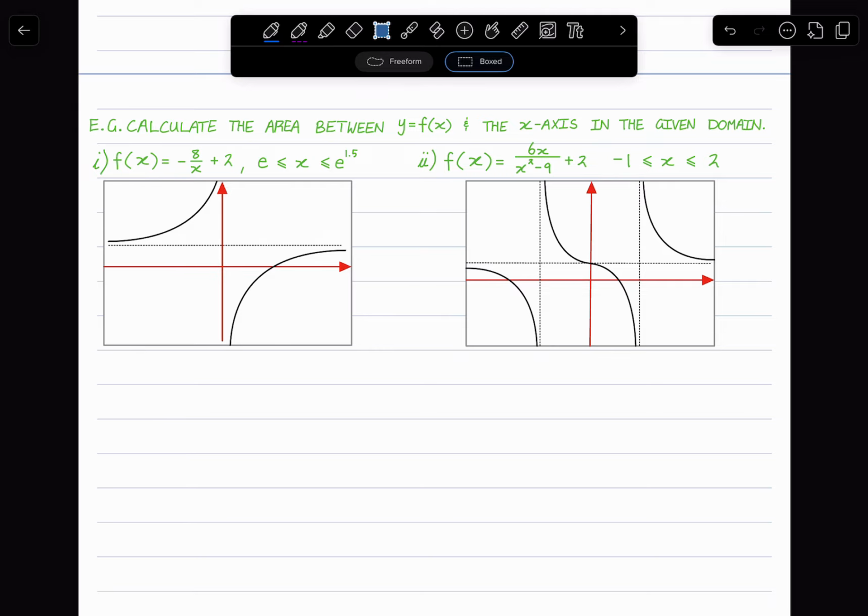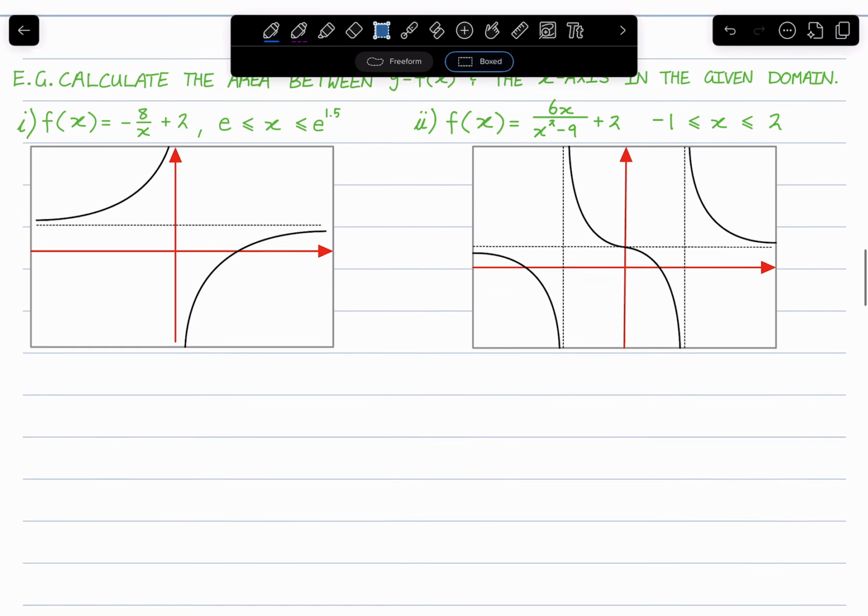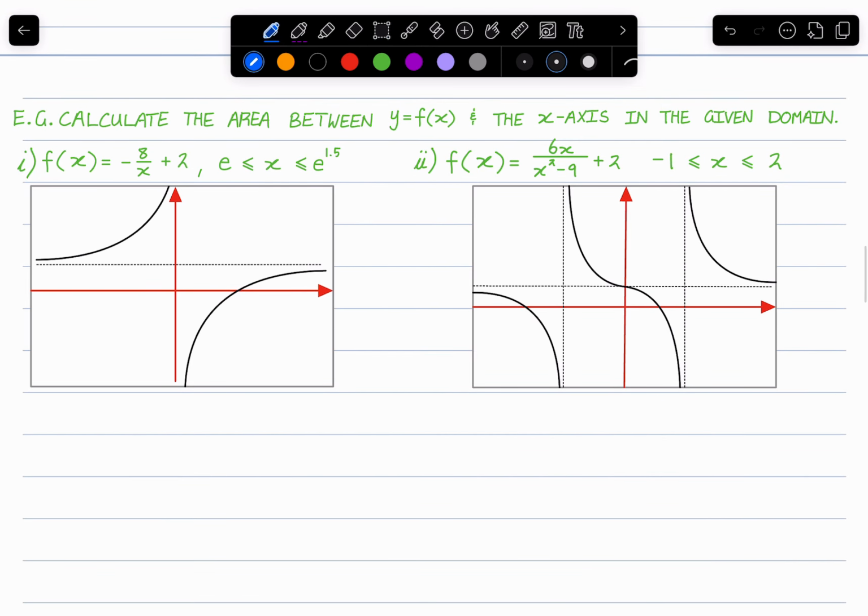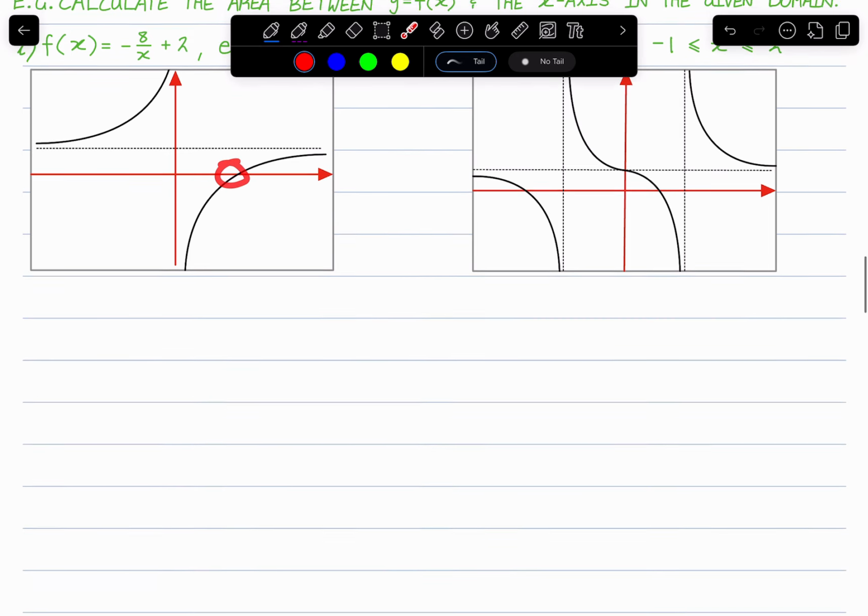Hello class, this is a video tutorial on further applications of inverse function integration. In this video, we'll be calculating the area between functions and the x-axis. So here we go. I hope we're now familiar that it's crucial that we figure out any x-intercepts in case the domain of the integration passes through that x-intercept.